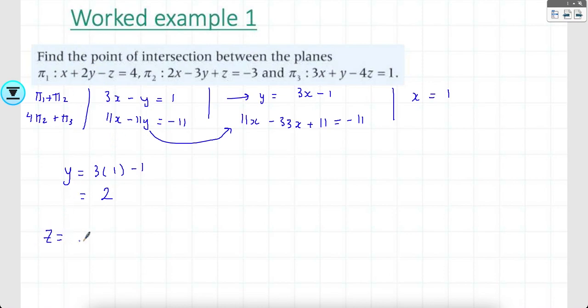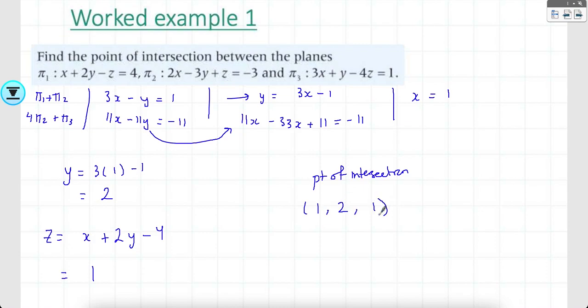So this will be z is equal to x plus 2y minus 4. And I can replace the x and y values that I found, and that will give me z to be equal to 1. So based on this we can then conclude that the point of intersection is 1, 2, and 1.